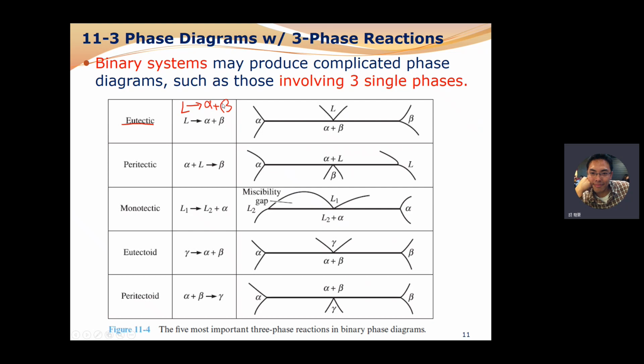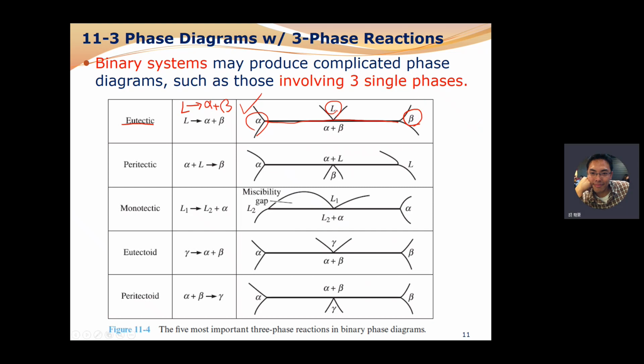So from the phase diagram, you will see this. Okay, binary systems might produce complicated phase diagrams, such as those involving three solid phases. Let's focus on the eutectic first. So you can see this temperature right here. This is the eutectic temperature, right? This horizontal line here involves three phases. So what are these three phases? One is the liquid phase, right? And the others are the alpha solid solution and beta solid solution.